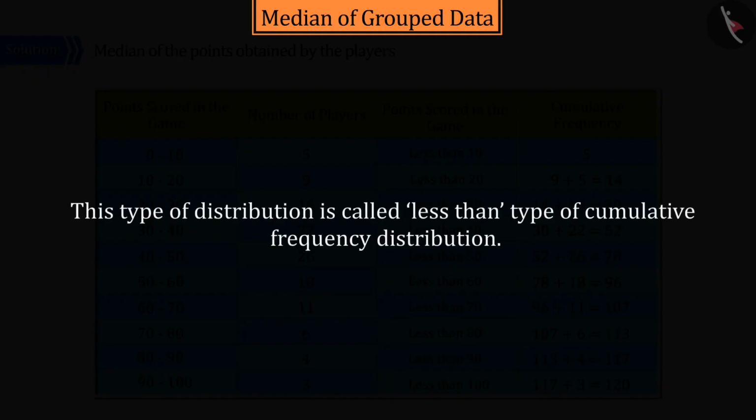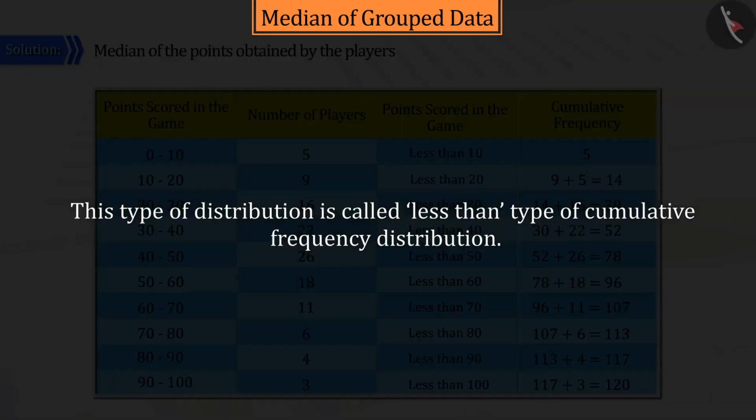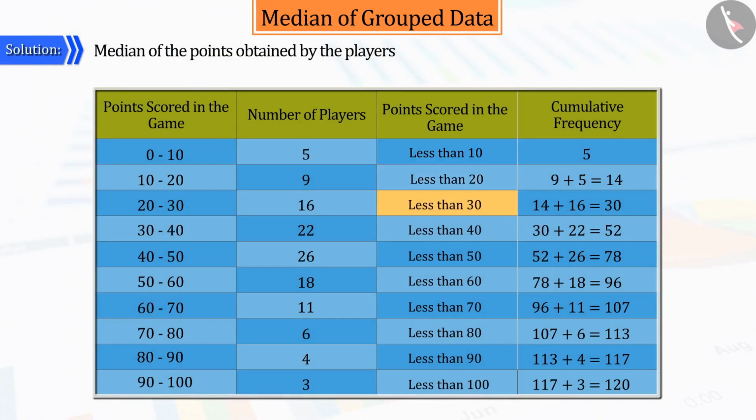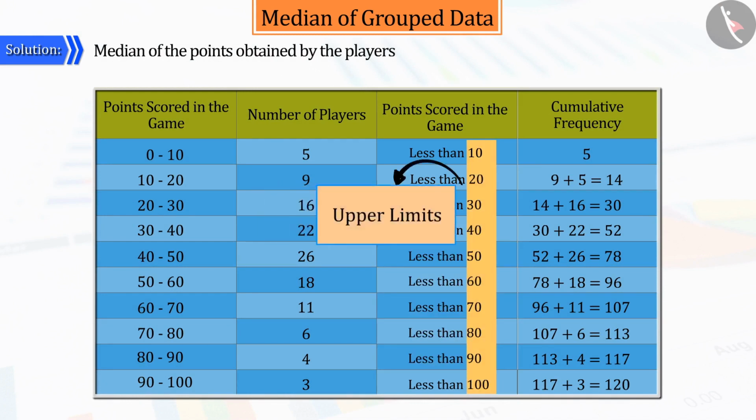This type of distribution is called the cumulative frequency distribution of the less than type, where 10, 20, 30, 40 and 100 are the upper limits of the corresponding class intervals.